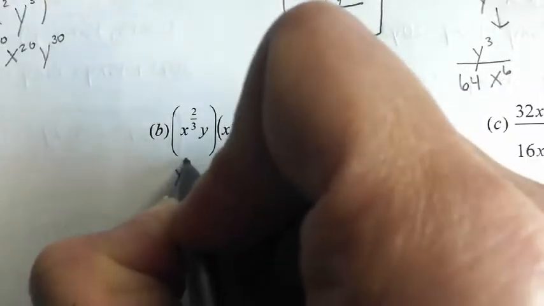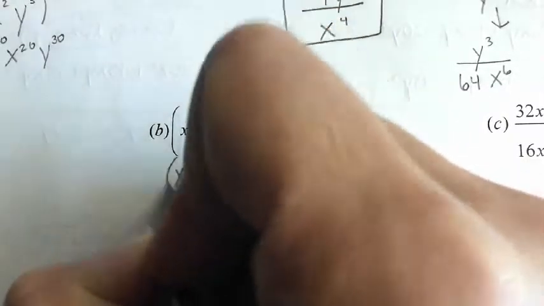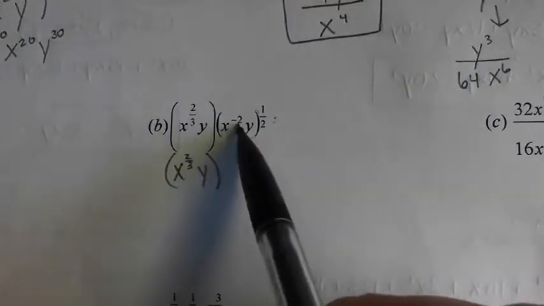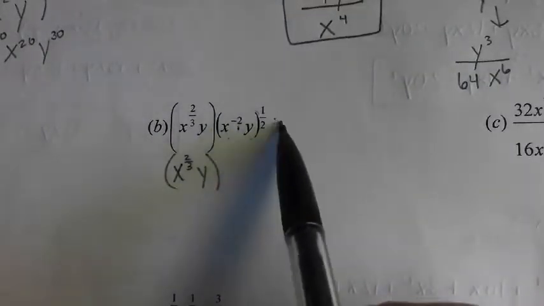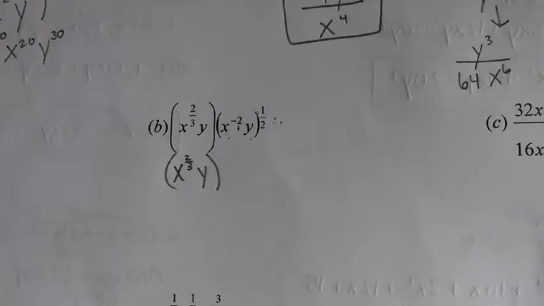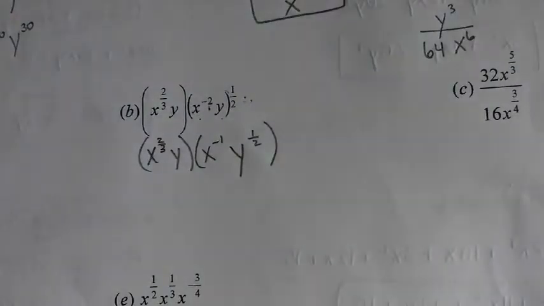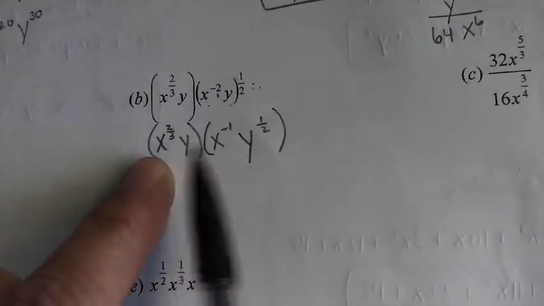So I'm not going to touch this first term, x to the 2/3 y. And then x to the negative second to the 1/2 is what, Lydia? X to the what? -1, yep. And then y to the 1/2 is just y to the 1/2. Then we'll go ahead and do your common bases and add them.